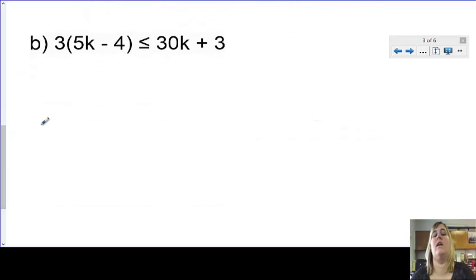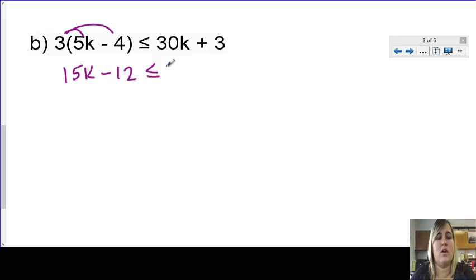On B, again, I want to simplify first. I'm going to distribute my 3. So 3 times 5k is 15k. Minus 3 times 4 is 12. Bring everything else straight down.